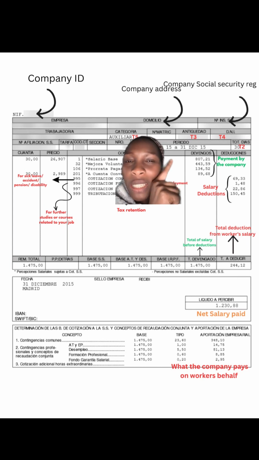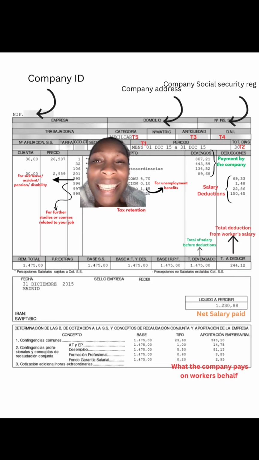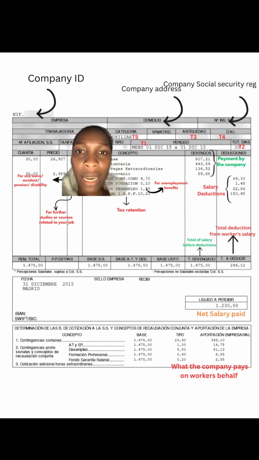So check and make sure that the day you signed the contract is there. If you signed the contract in 2021, make sure that that date is there. So if it's 1st August 2021, then you make sure that that date is on the antigüedad, okay? Now, T4 is your NIE or your DNI or whatever ID number you have. That's where you make sure it's correct. Then we come to T5.